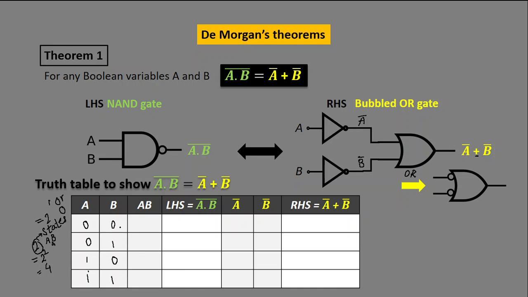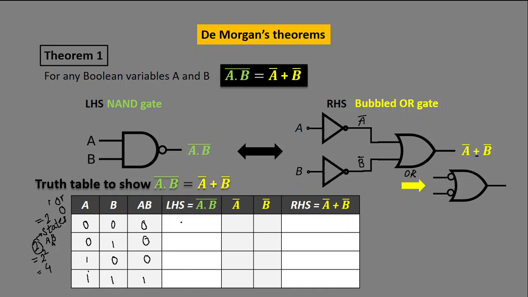Now let us go towards the left-hand side. In the LHS we want to find the complement of A dot B. So first we find A dot B, which is nothing but the AND gate operation, and the AND gate operation says that only if all inputs are high is the output high. So here, only in the final combination, where all inputs are high, will the output be high. For all other input combinations, the output will be 0. So this will be 0.